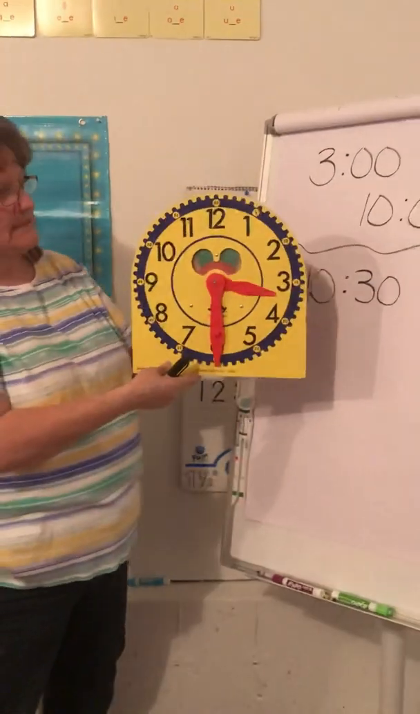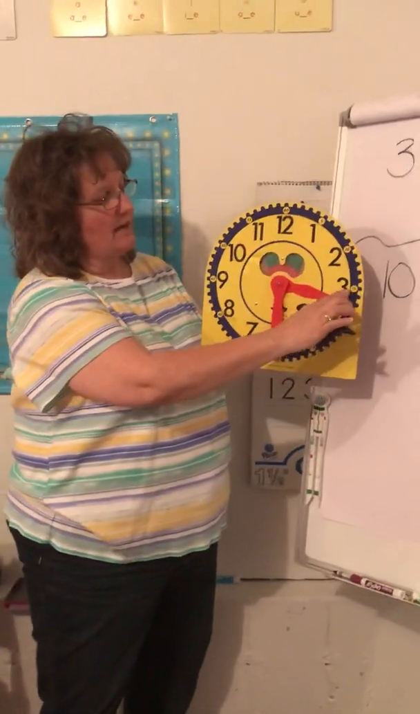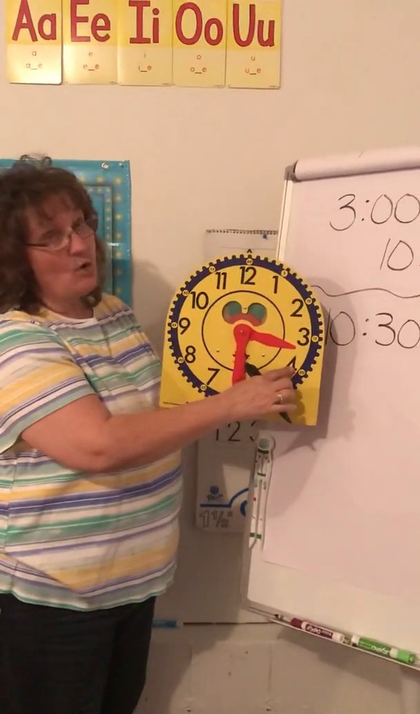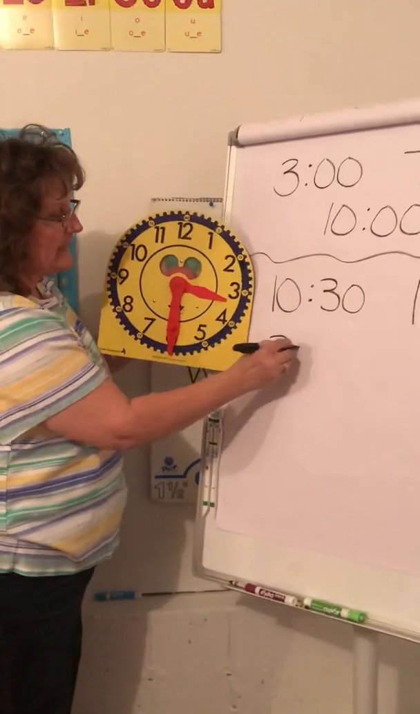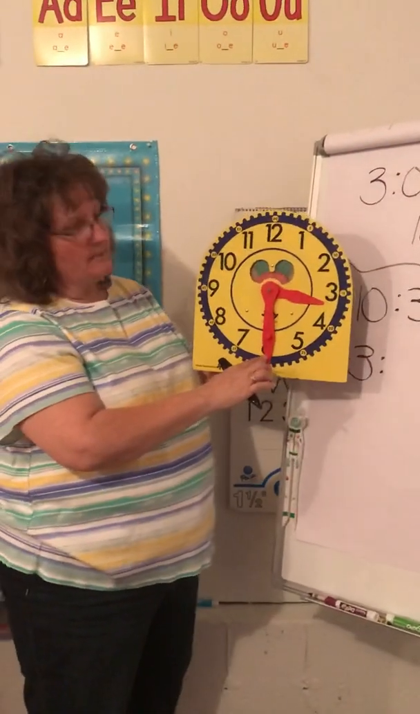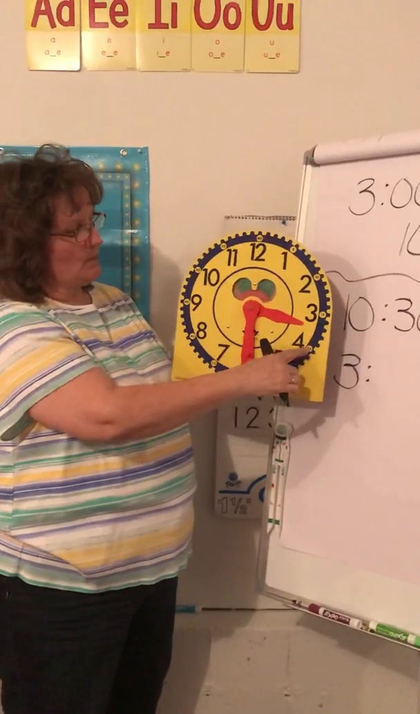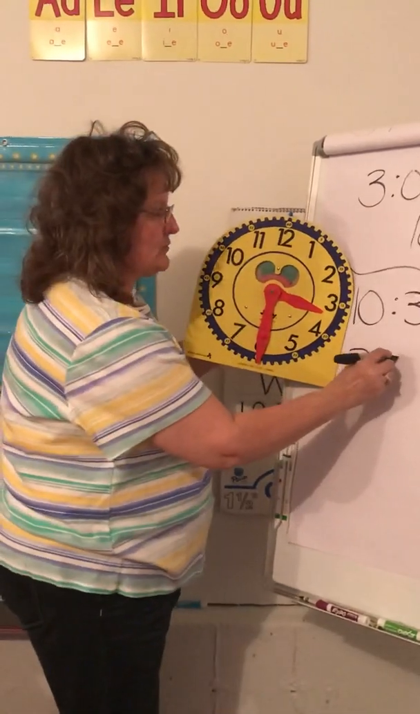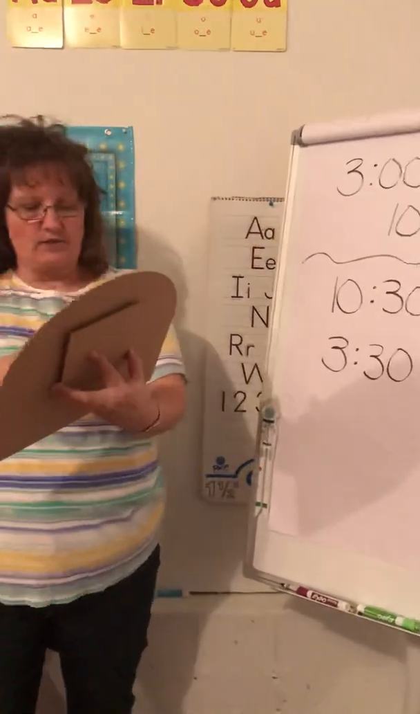Okay, here's the next time. Now, where's the hour hand? It's right there between the 3 and the 4. It's not to the 4 yet, so we still have to say 3:00. Then look where the minute hand is. 5, 10, 15, 20, 25, 30. It's 3:30. Okay, let's try another one.